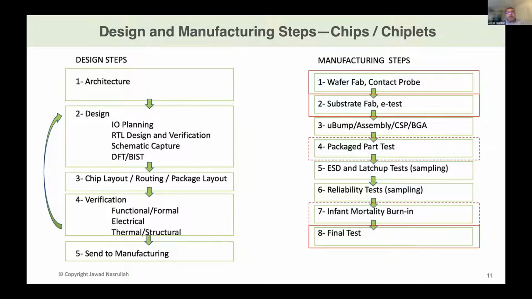A few words on the testing aspects of the design and manufacturing. We obviously now need to think deeply at a very early stage about the design for test.